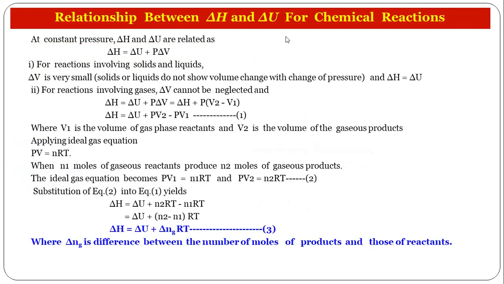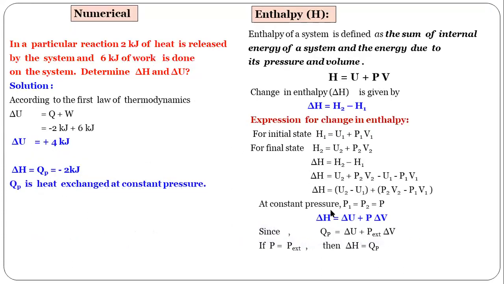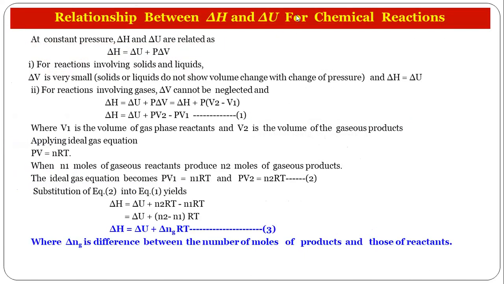Then this relation can be asked for 2 marks: derive the relation between delta H and delta U, that is, the change in enthalpy and the change in internal energy. Many times this is asked for the examination. This expression for the change in enthalpy is also asked in the examination. So we will discuss this relation between delta H and delta U for chemical reactions.